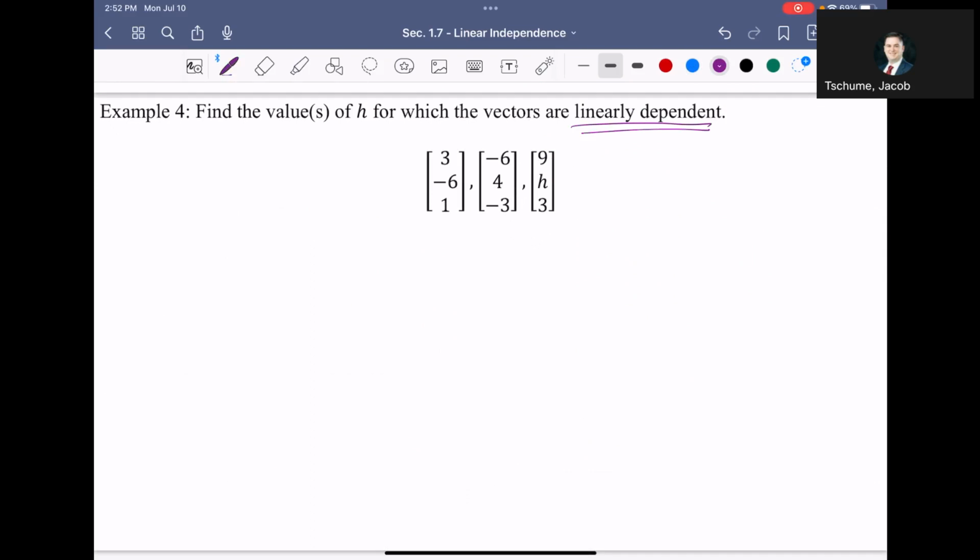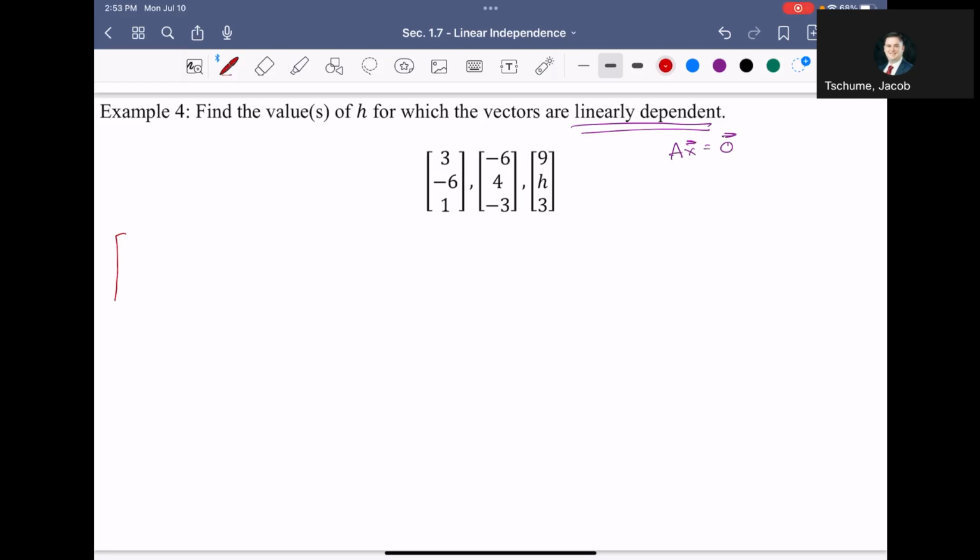Now, unfortunately, none of your three shortcuts are going to work. You've got more than two vectors, so you can't use the first one. There are not more vectors than entries because they're equal, so you can't use that. And obviously, none of these is the 0 vector. So the only way you can check this for linear independence or dependence is to set up a homogeneous augmented matrix. And so we're going to do that.